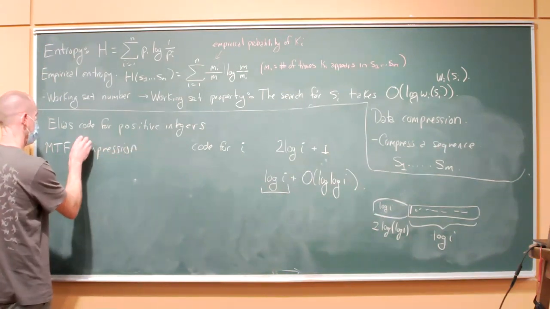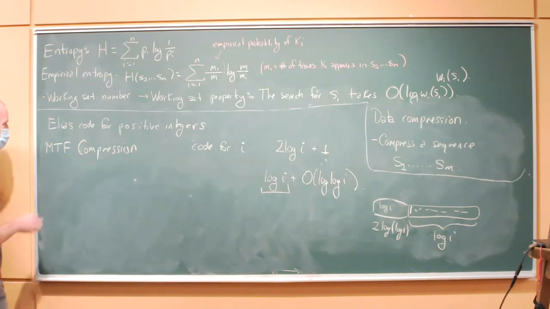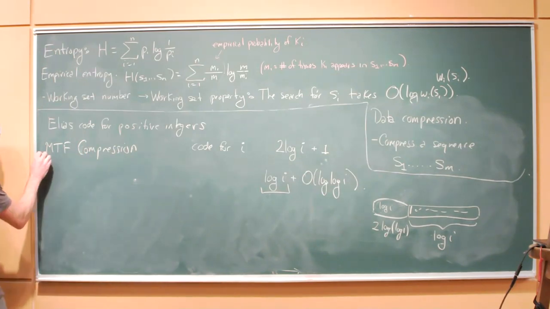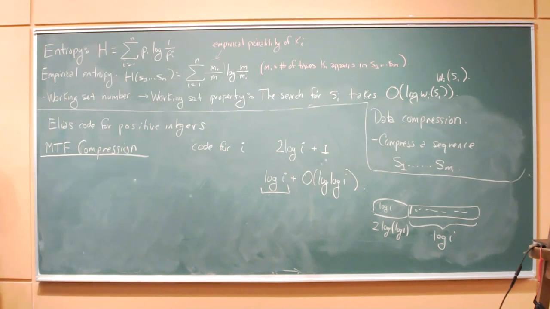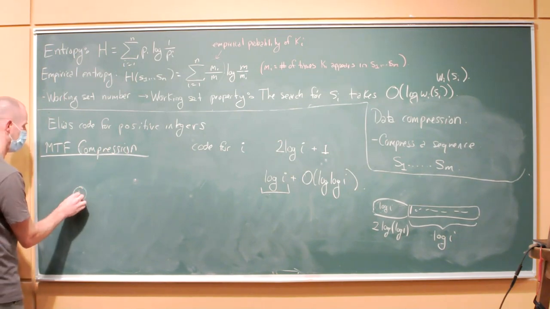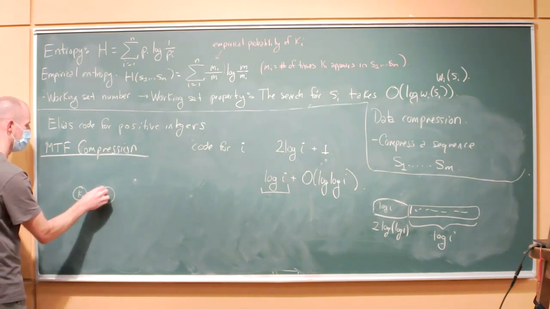Way back in the 70s, some heavy hitters in the field of data structures came up with a beautiful compression technique based on this. It's called move to front compression. So what you do is you start with a list.